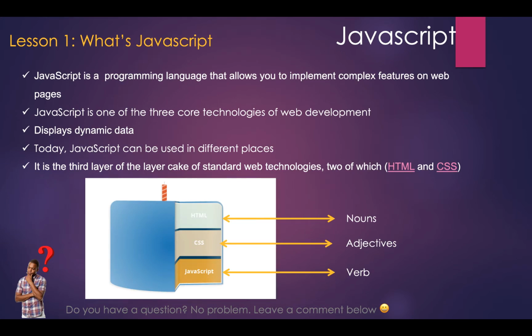So what is JavaScript? Okay, what is JavaScript? You'll be hearing JavaScript and Java, and what at all is JavaScript? So JavaScript is a programming language that allows you to implement complex features on web pages. Okay, I think this concept is maybe not practical yet, but you will get to know it as you move on. And JavaScript is one of the 3 core technologies of web development.